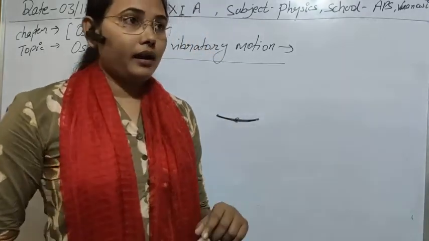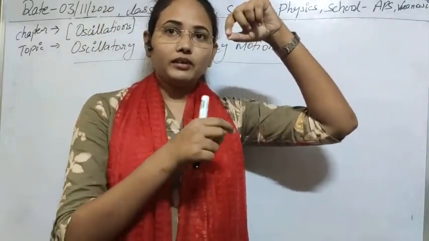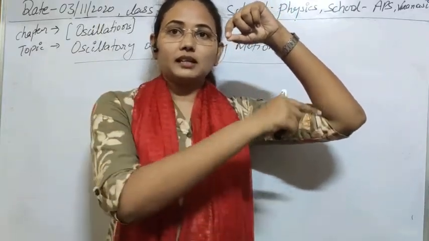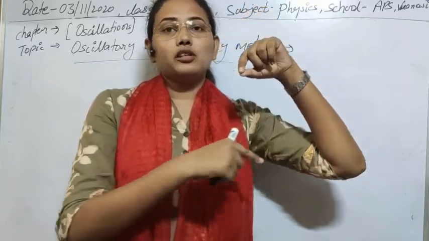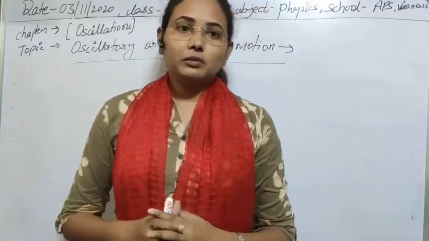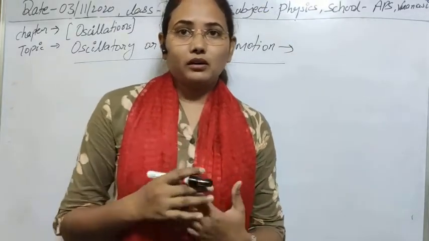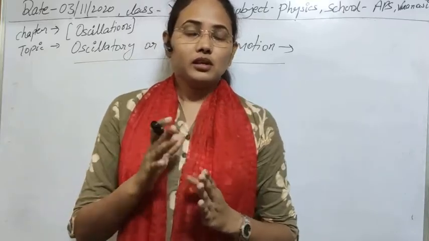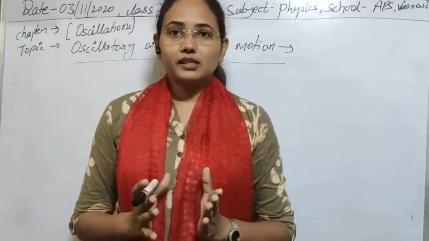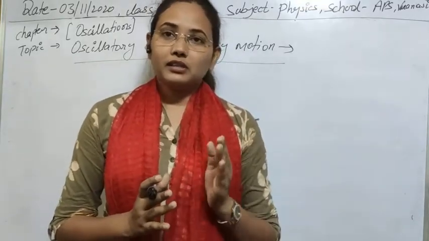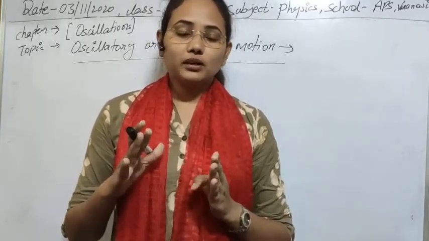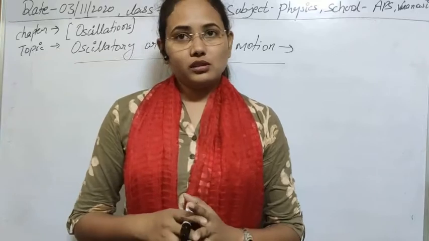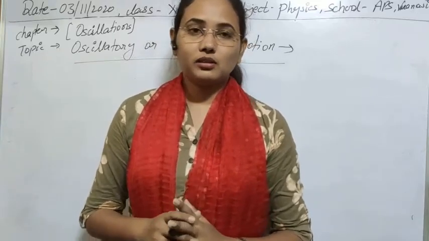Like if we hang a bob with a string and we give a slight displacement to the bob, then we see that the bob performs this type of motion, which is known as oscillatory or vibratory motion. As you have seen, the pendulum of a clock also does vibratory motion. So oscillatory and vibratory motion is very simple: if there is a fixed equilibrium point, and a body is performing to and fro motion around that point, then such motions are known as oscillatory or vibratory motion.